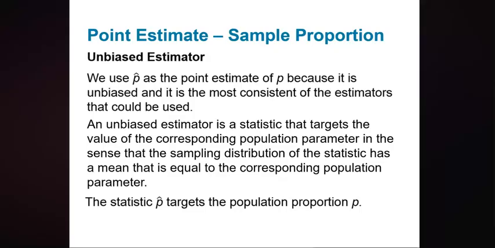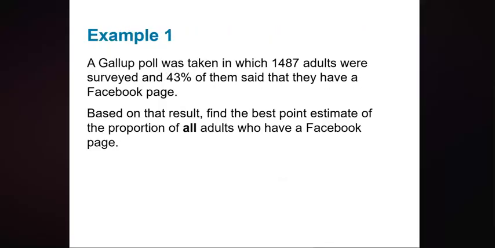We use p hat as the point estimate of the proportion of the population because it's unbiased and consistent. So a Gallup poll was taken in which 1,487 adults were surveyed and 43% of them said that they have a Facebook page. Based on that result, find the best point estimate of the proportion of all adults. So again, if they're asking about all adults, they're asking about the population, and we have a sample of this many. So the best point estimate is p hat, and in this case that is this 43%, which came from the sample.